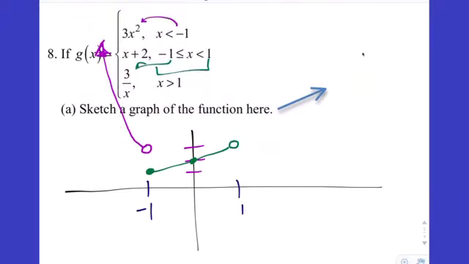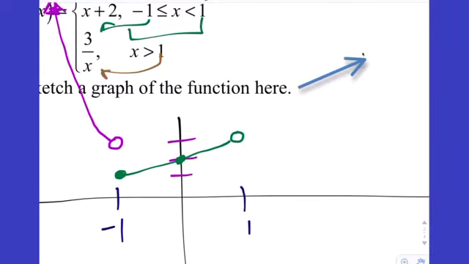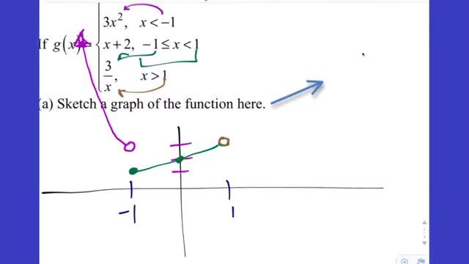And then we'll go with beefy brown for the right piece. To the right of 1, it's 3 over x. You plug in your 1, you get a 3. So it's a solid or an open circle at 1, 3? Open. Well, notice there's already an open circle there. So we'll just trace over it.